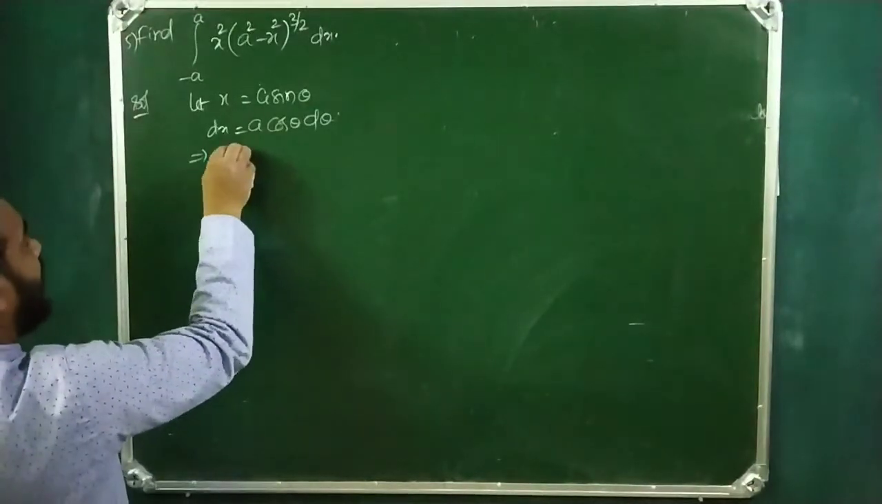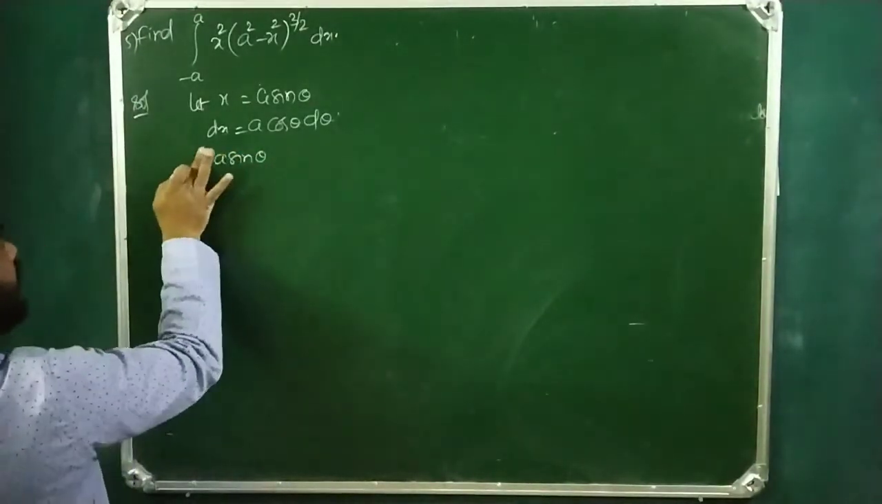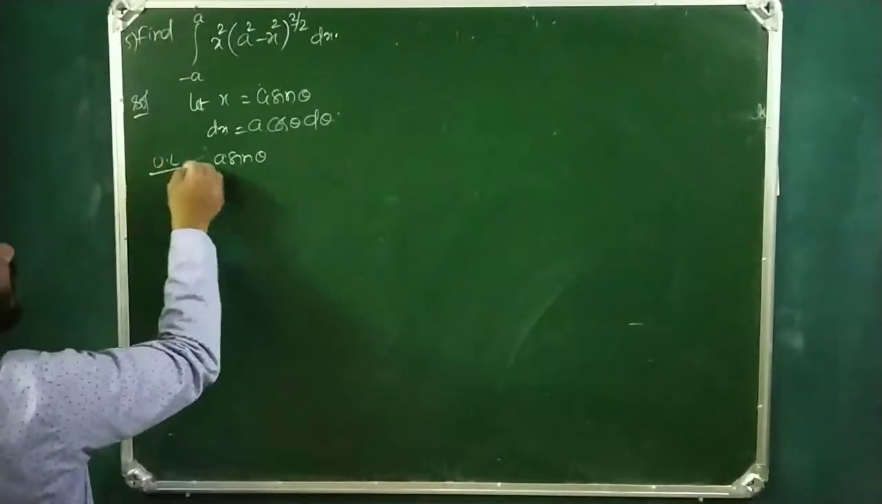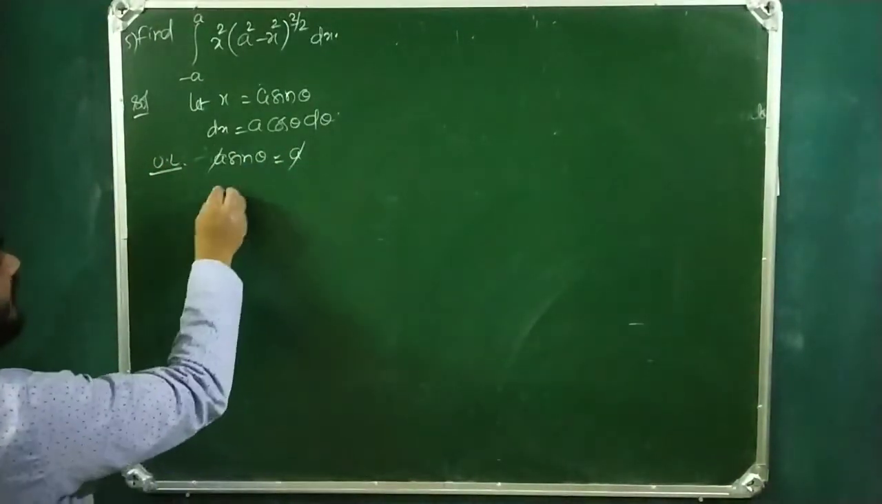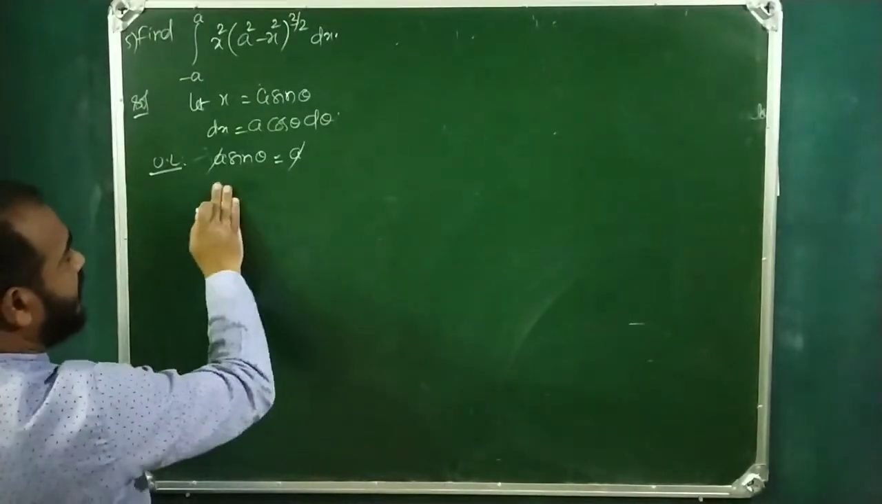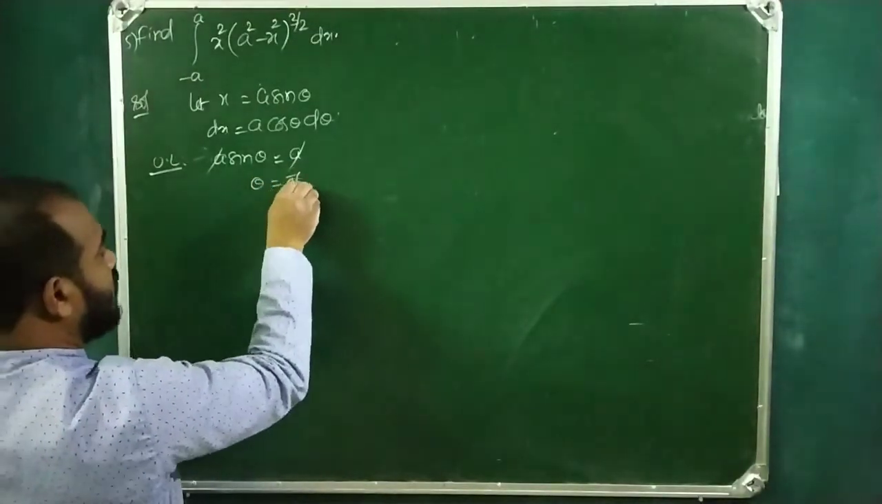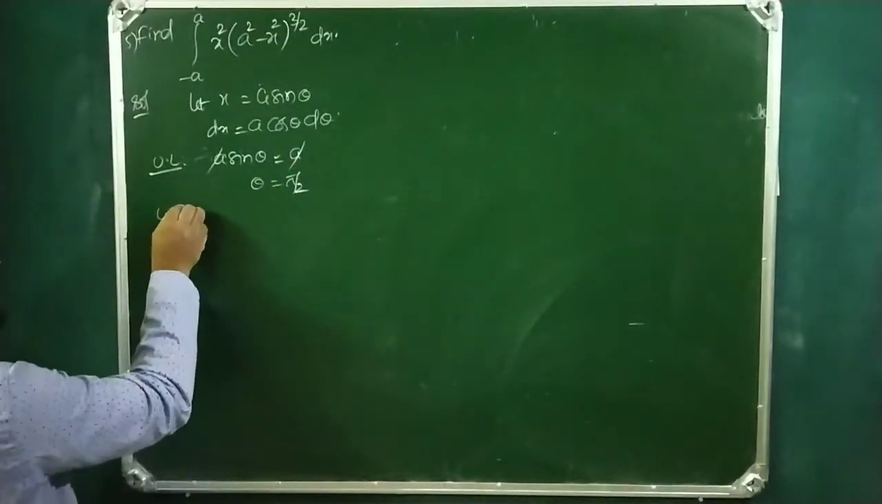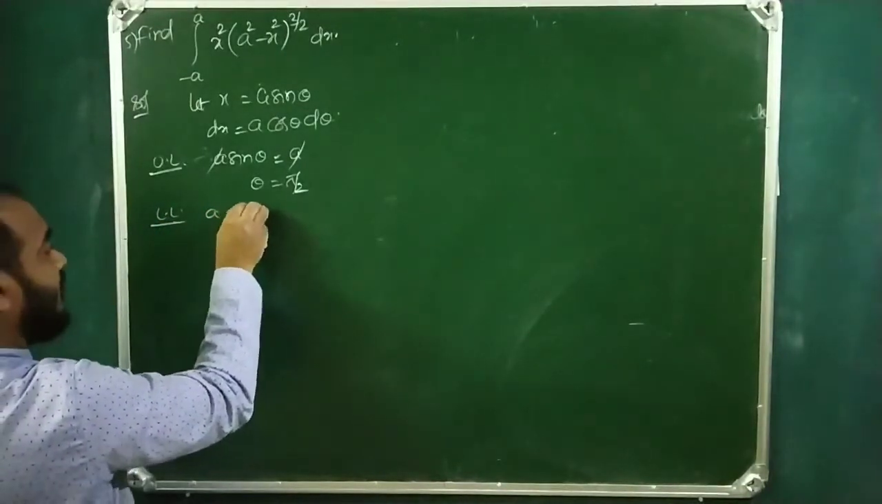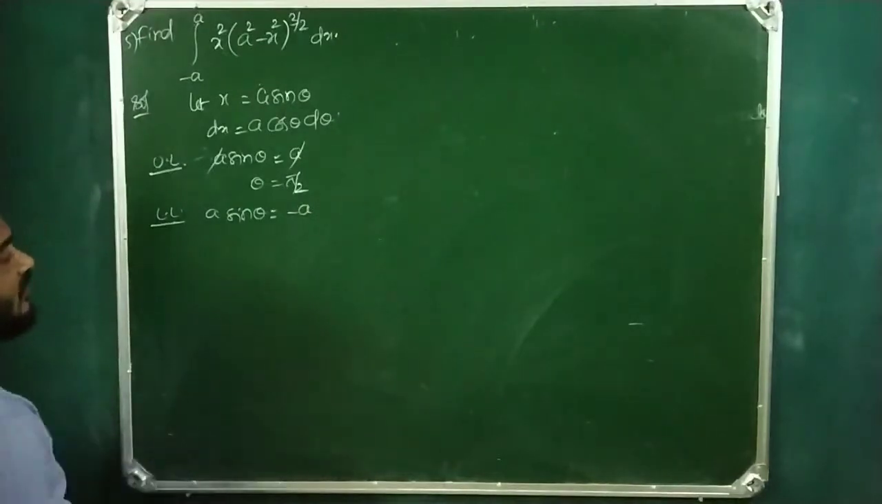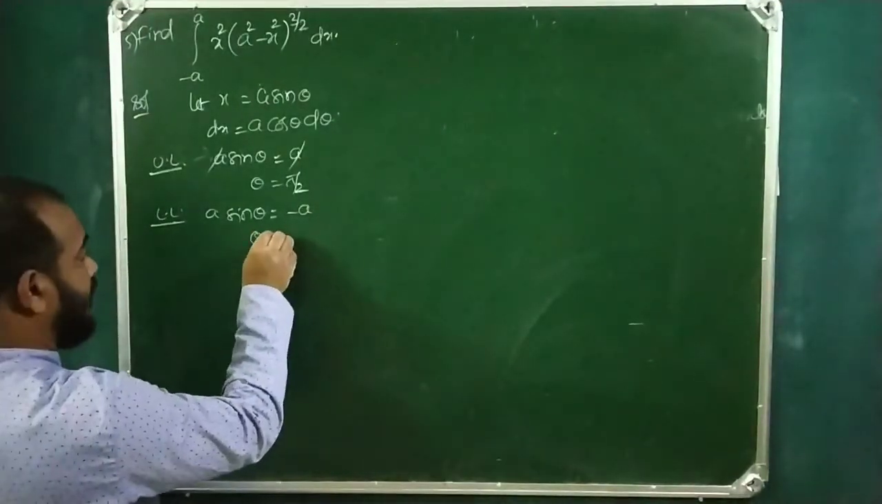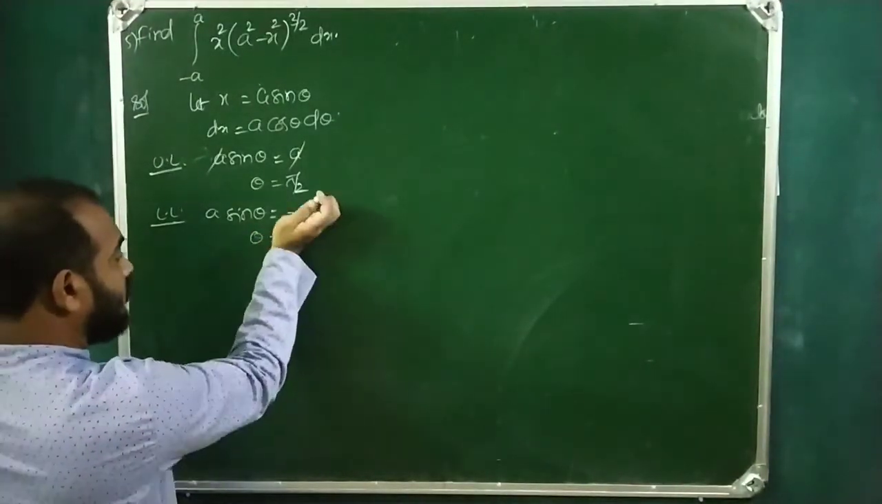a sin theta is equal to a, upper limit. a gets cancelled, sin theta is equal to 1, theta is equal to pi by 2. Lower limit, a sin theta is equal to minus a, a gets cancelled, sin theta is minus 1, theta is equal to minus pi by 2.